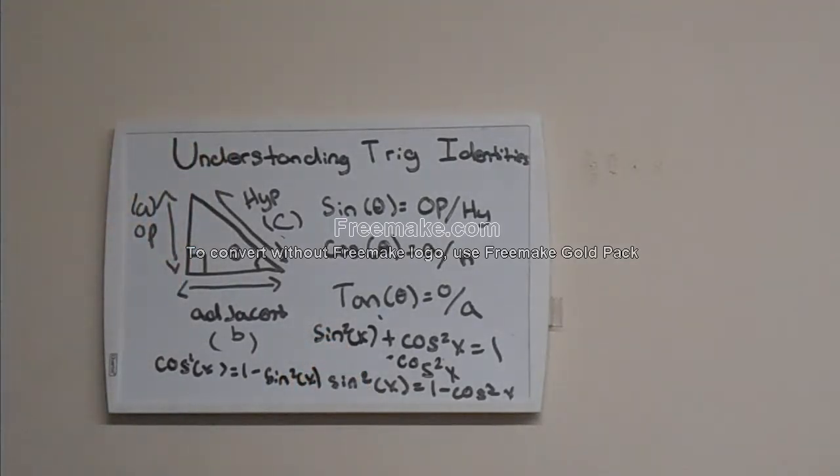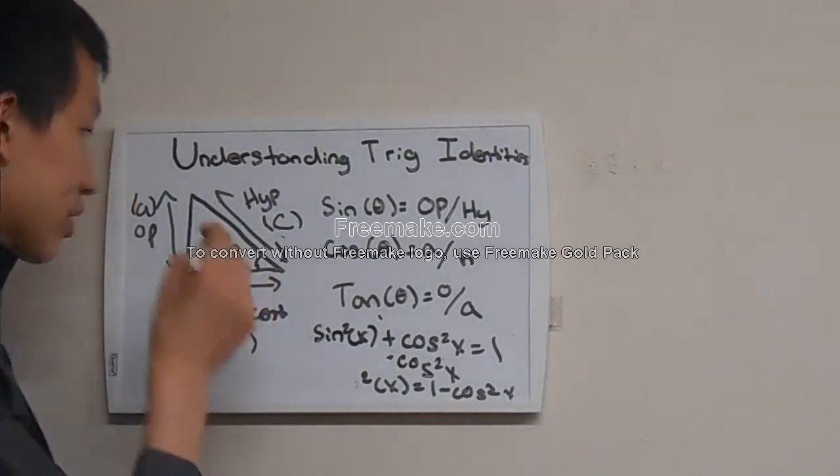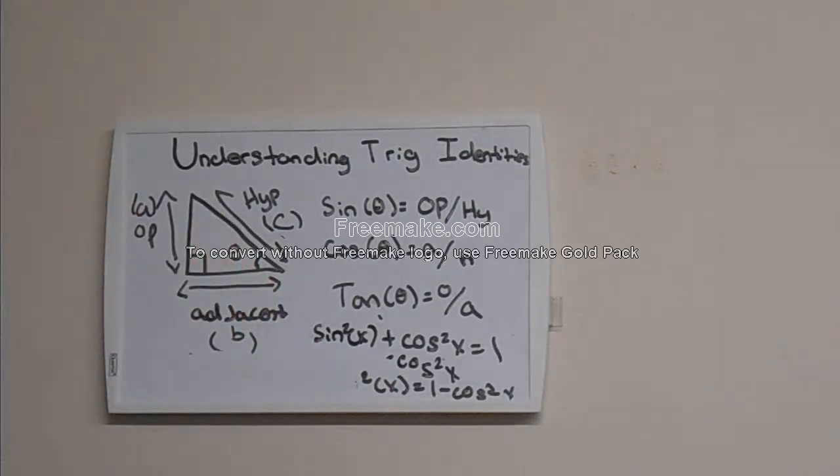So now that we understand our trigonometric identities, using just the simple Pythagorean theorem and SOHCAHTOA, we were able to find 4 key parts of the trigonometric identities.